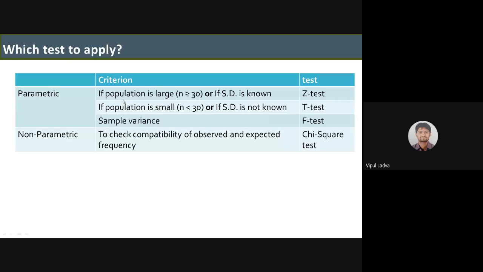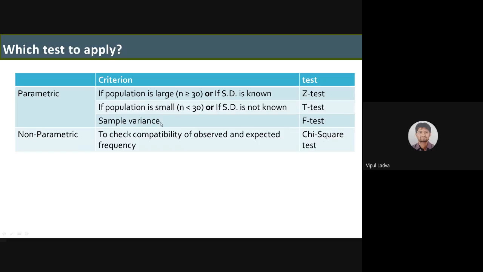Now, in the parametric test, if the population is large, meaning greater than 30, or if the standard deviation is known, then we will apply the Z test. If the population is small, where the criterion for large and small is 30, meaning less than 30, or the standard deviation is unknown, then either the population must be small or the standard deviation must be unknown. In that case, we may go for the T test.